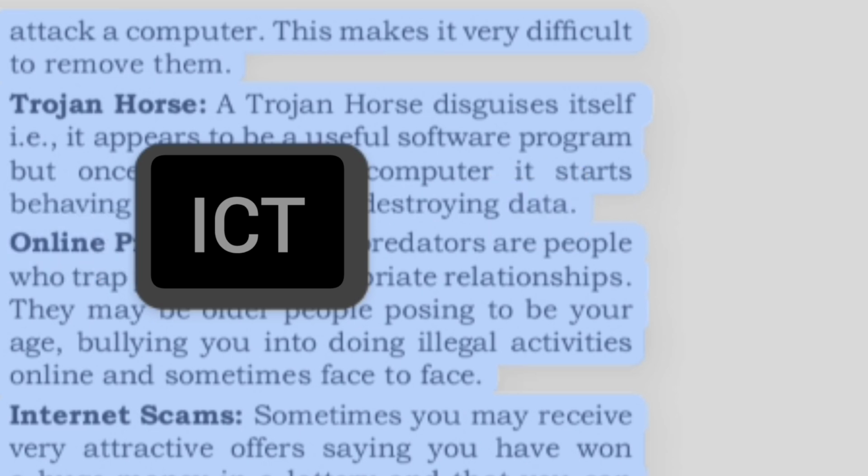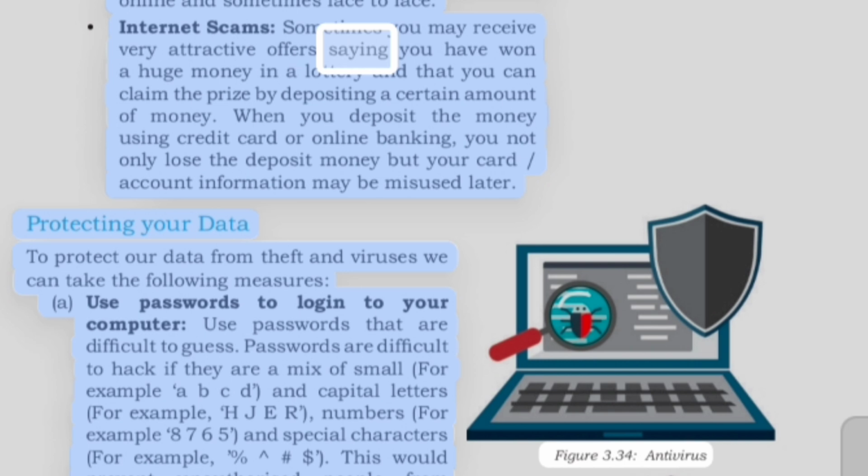Online predator. Online predators are people who trap you into inappropriate relationships. They may be older people posing to be your age, bullying you into doing illegal activities online and sometimes face-to-face. Internet scams. Sometimes you may receive very attractive offers saying you have won a huge money in a lottery and that you can claim the prize by depositing a certain amount of money. When you deposit the money using credit card or online banking, you not only lose the deposit money but your card account information may be misused later.